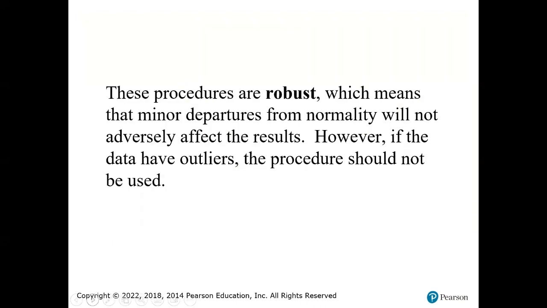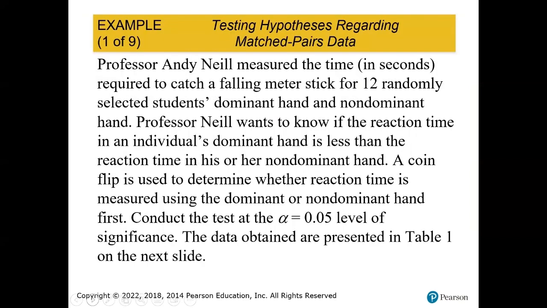These procedures are called robust, which means that if we have a little bit of deviation from normality, we'll still have good results. However, if our data does have massive outliers, we really shouldn't use this process. Here's a full example. I'm going to show you how the entire process works, and then, of course, how we would do all of it in StatCrunch.